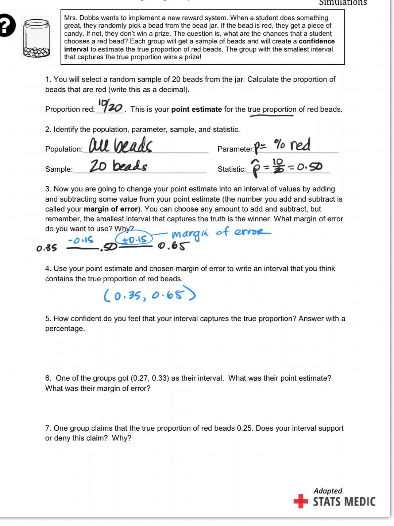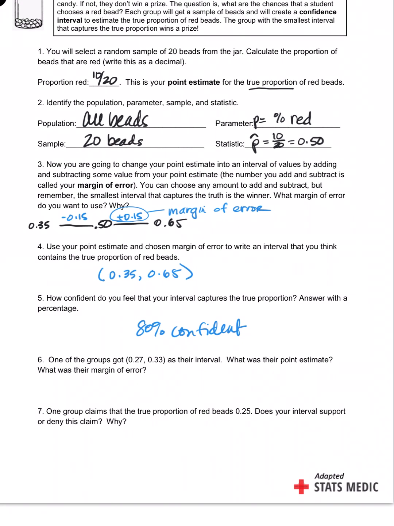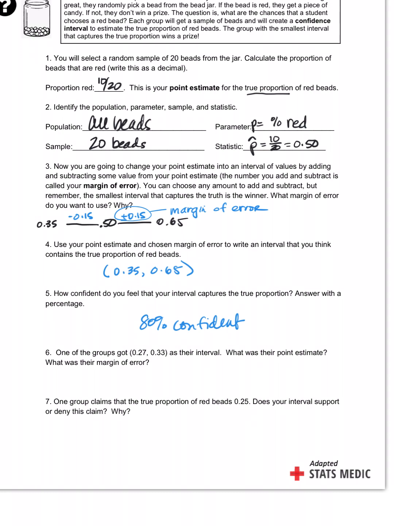Now then you ask yourself, well, how confident do you feel that your interval captures the real proportion of red in the big jar? Like, what would you say, 70%, 80%, 90%? Confident? Probably 70%. Okay, I'm going to say I'm 80% confident. Just put in what you think right there. It doesn't matter really. And we'll talk more about that in the next simulation about what the confidence really means.